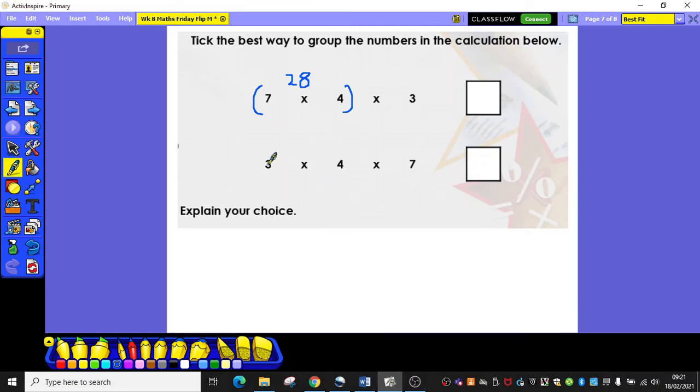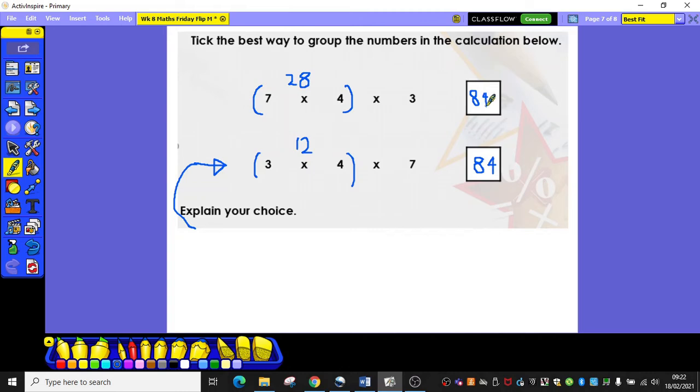If I do 3 times 4 first of all, which is 12, then I'm doing 12 multiplied by 7. Now I would argue for most of us, as long as we know our 12 times table, that this is the better choice. And where it says explain my choice, I'd be writing a written explanation that I would choose this way because I'm able to just use my knowledge of the 12 times table. 12 sevens or 7 12s, 7 times 12 is 84. That way I know that the answer to this one's also going to be 84.